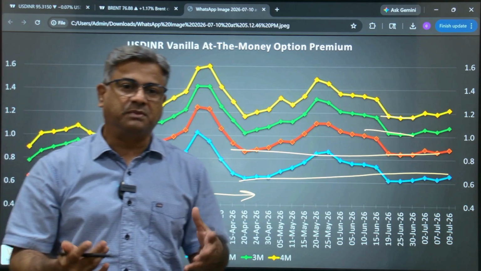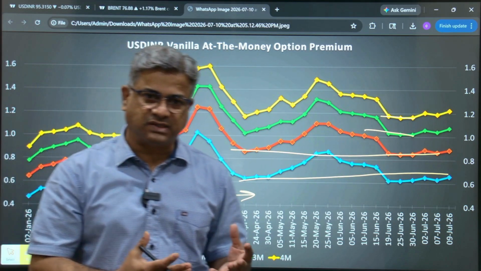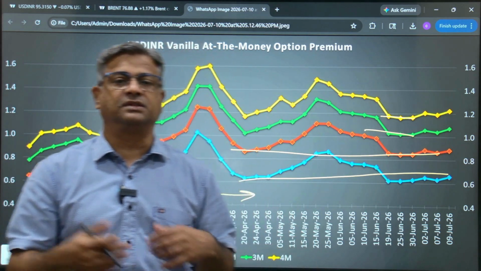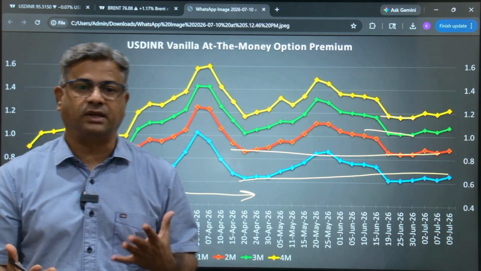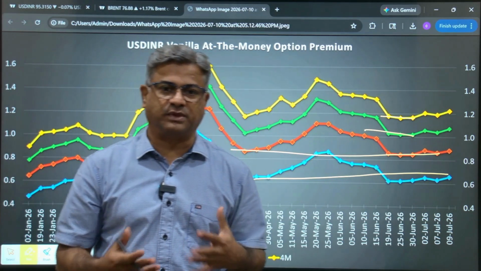So option premiums now are really cheap. Okay, so it makes a lot of sense for dollar exporters as well as importers to hedge using currency options, because the option premiums are so cheap, so low.